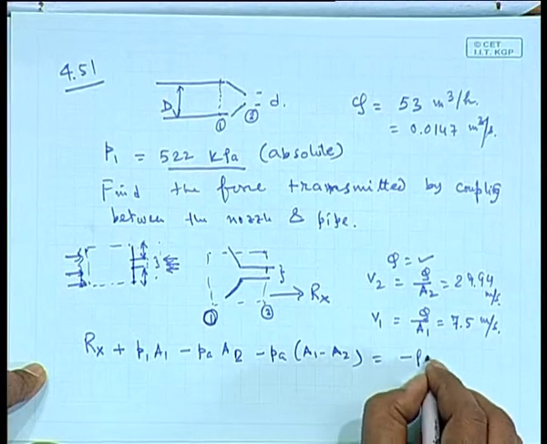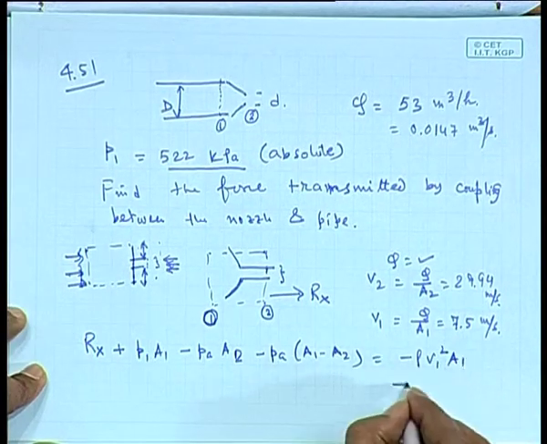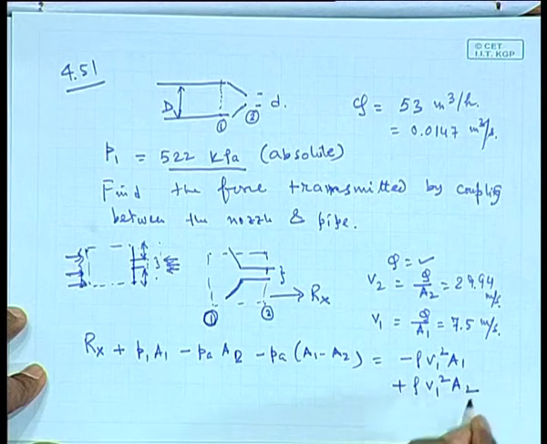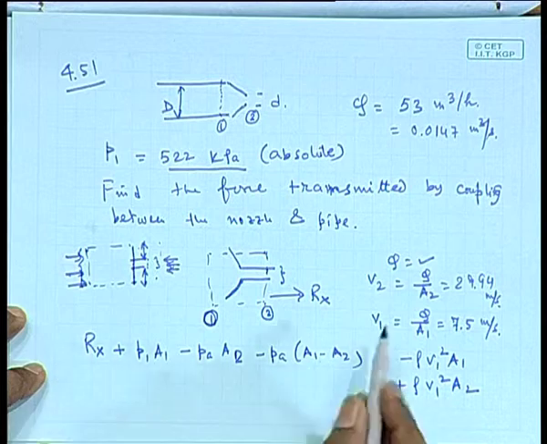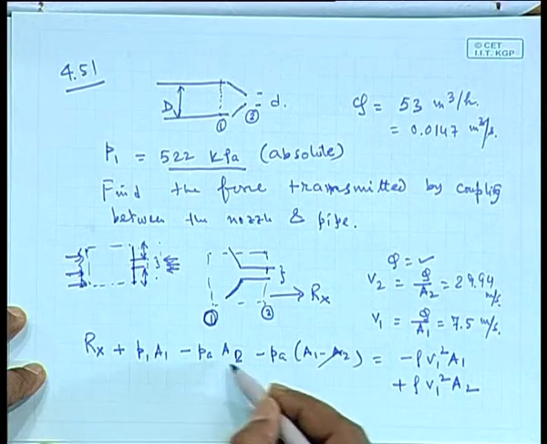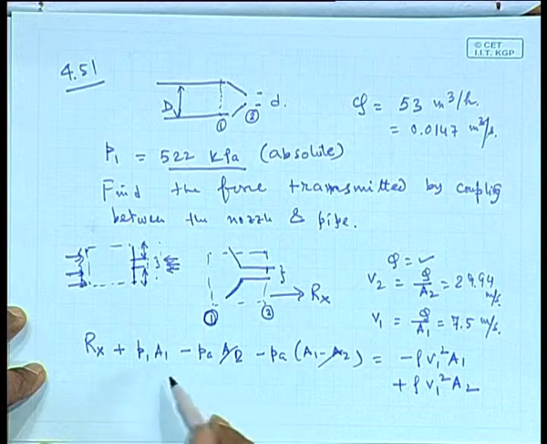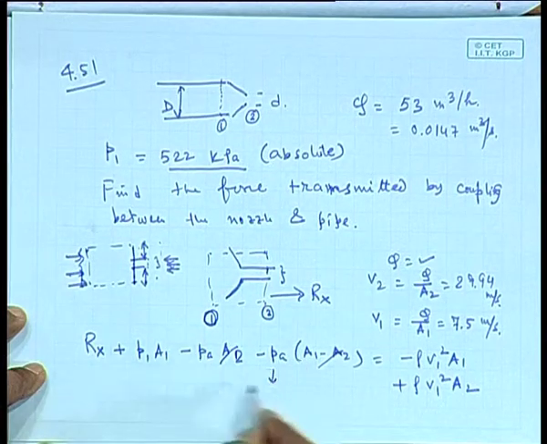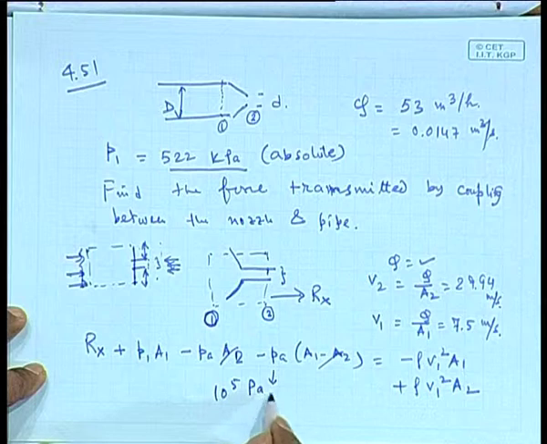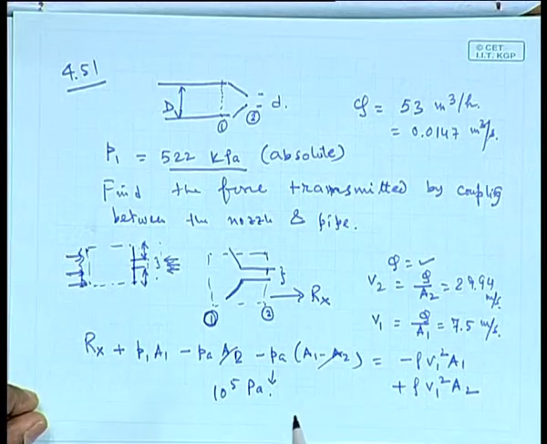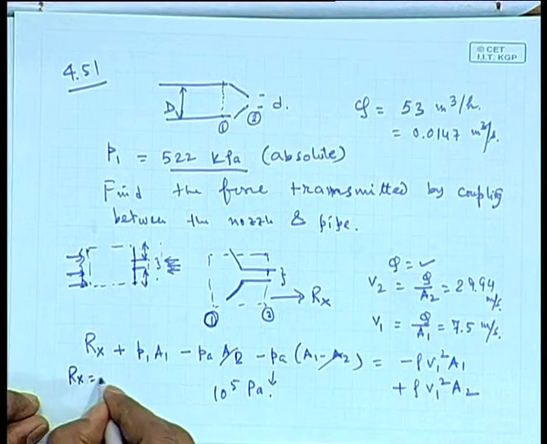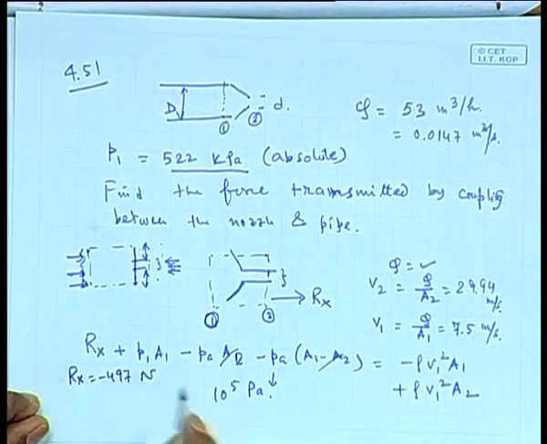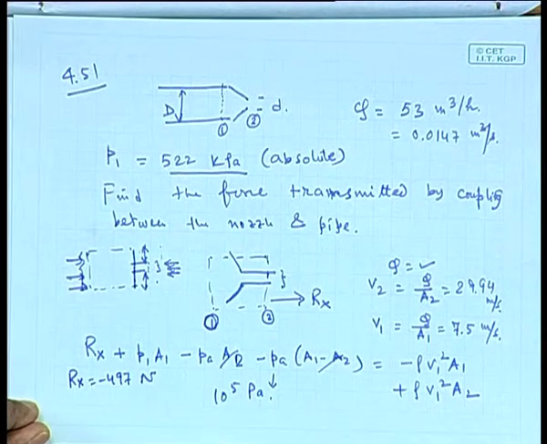So it will be minus rho V1 square A1 plus rho V1 square A2. Now it becomes basically this P1 A2 will be cancelled out, and if you take P atmosphere around 10 to the power 5 Pascal, you can calculate Rx, and Rx will turn out to be minus 497 Newton. So the reaction force will be plus 497 on the coupling. Okay.